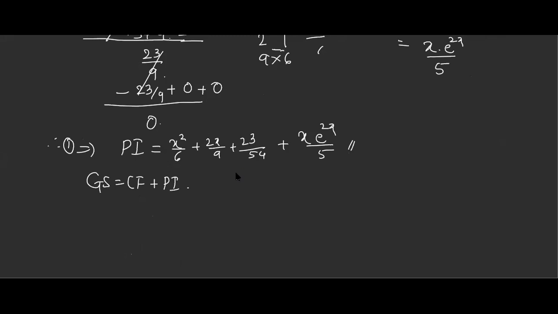Is the example clear? Let me take D cube plus D square plus 4D plus 4 into y is equal to x square minus 4x minus 6.